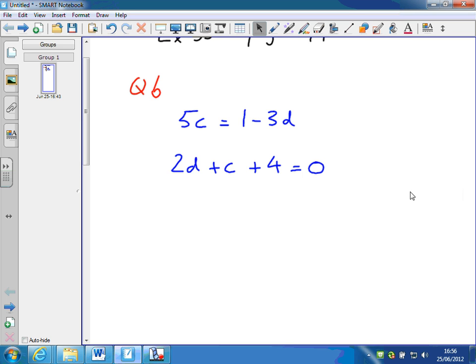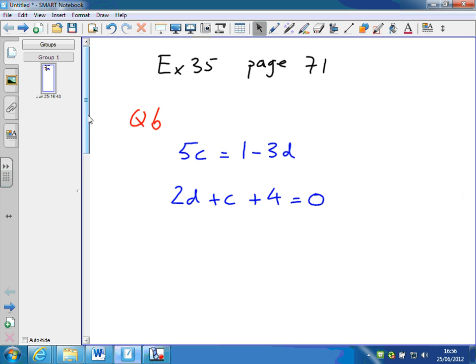So exercise 35, number 6, two simultaneous equations again, two equations involving C and D. I don't know what C and D are, but I know they're the same in both equations. So two equations for two unknowns, I should be able to solve it.